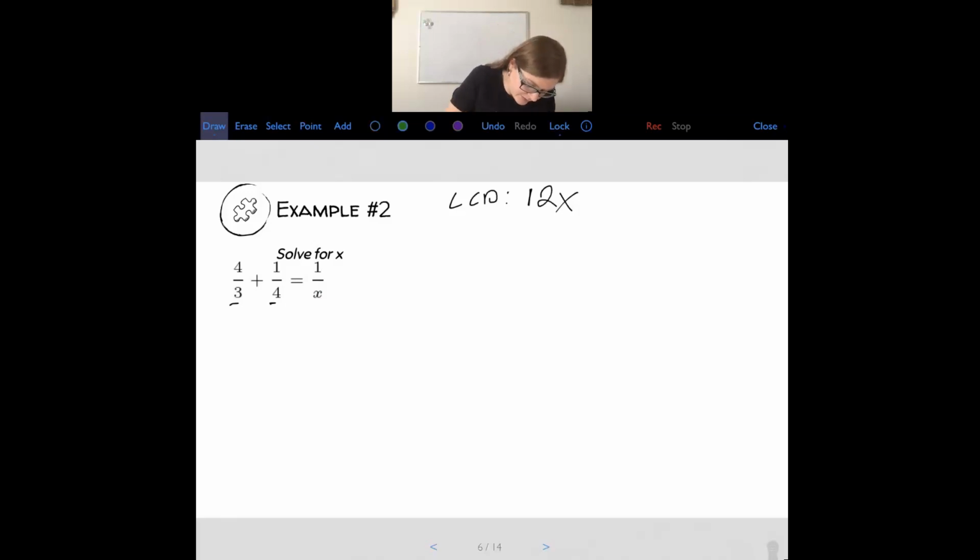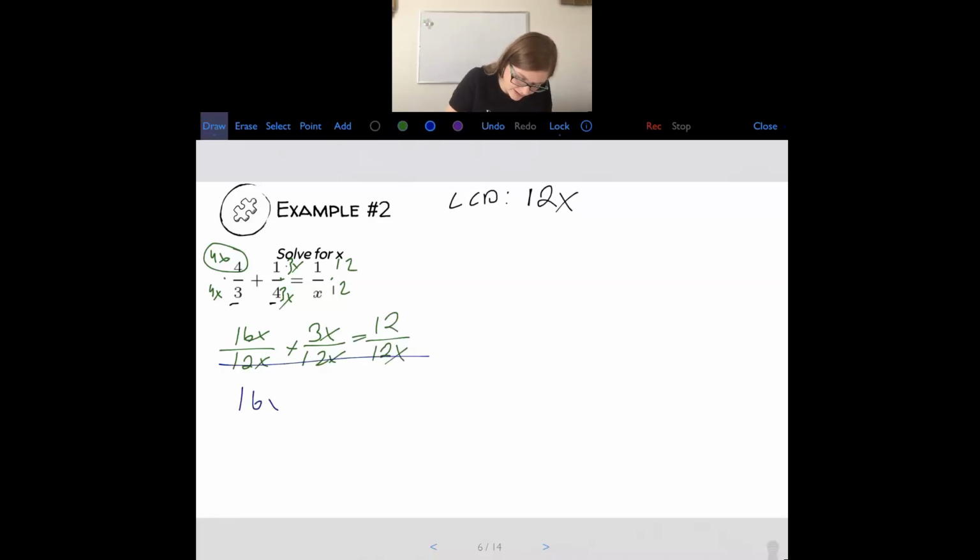So our first fraction, we would need to multiply 4x on the bottom, so we do 4x on top. For our second fraction, we would need 3x on the bottom to get to 12x, so we multiply by 3x on top. And on our third fraction, we need 12 on bottom, so we multiply 12 on top. So this gives us 4x times 4 is 16x. This is over 12x. 1 times 3x is 3x. And 1 times 12 is 12. Okay, so this becomes then 16x plus 3x equals 12.